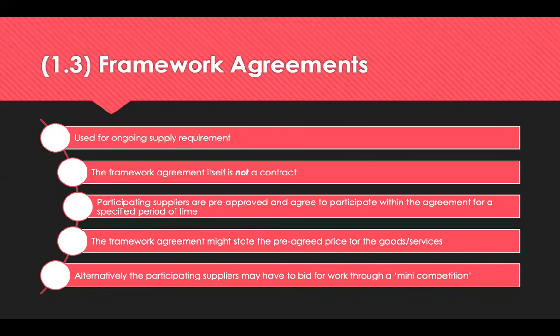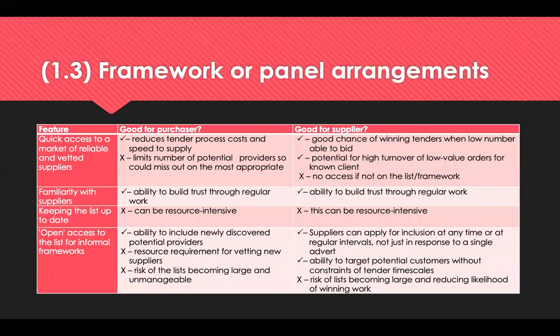So the suppliers are pre-approved and agreed to participate in any call-off within a specific period of time based on the agreed terms. And it sometimes has an agreed price, but alternatively, participating suppliers might have to bid for a mini competition. So an informal framework or panel agreement is one where there are different types of contractual agreements that can be made between the customer and the supplier.